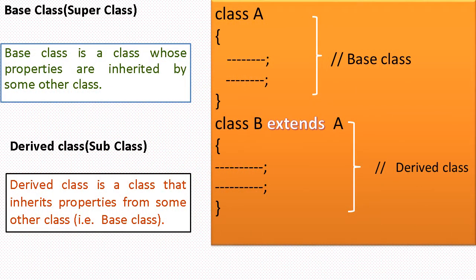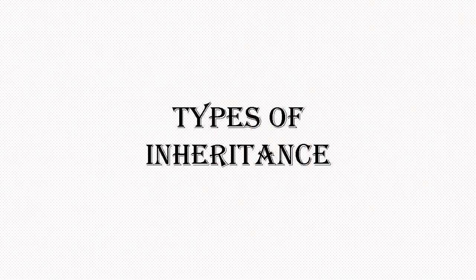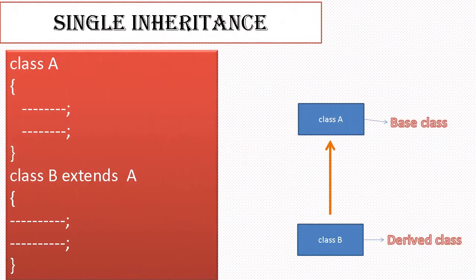Difference between base class and derived class. Base class is a class whose properties are inherited by some other class, whereas derived class is a class that inherits properties from some other class. Base class is also known as superclass or parent class sometimes. Derived class is also known as subclass or child class. You can see in the right side code, class B extends A. So that means class B is called derived class or subclass or child class, whereas class A is the base class or superclass.